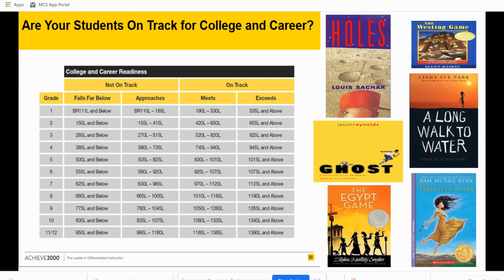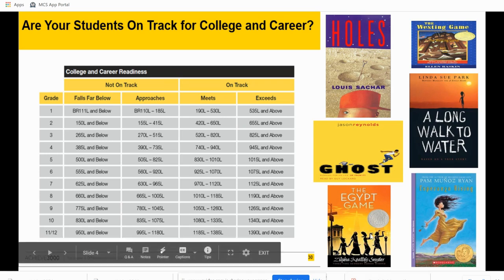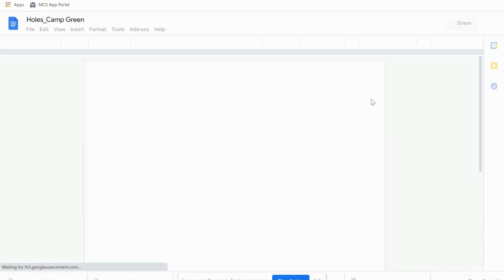So the first is Holes, then Ghost, The Egypt Game, The Westing Game, A Long Walk to Water, and Esperanza Rising. Now, obviously, there are a wealth of additional texts out there that can be used in the classroom, but these are some books that I pulled because I have actually used them myself. And so with that being said, I wanted to look at some resources or additional activities that I have used in the classroom with my kiddos in order to strengthen their reading.